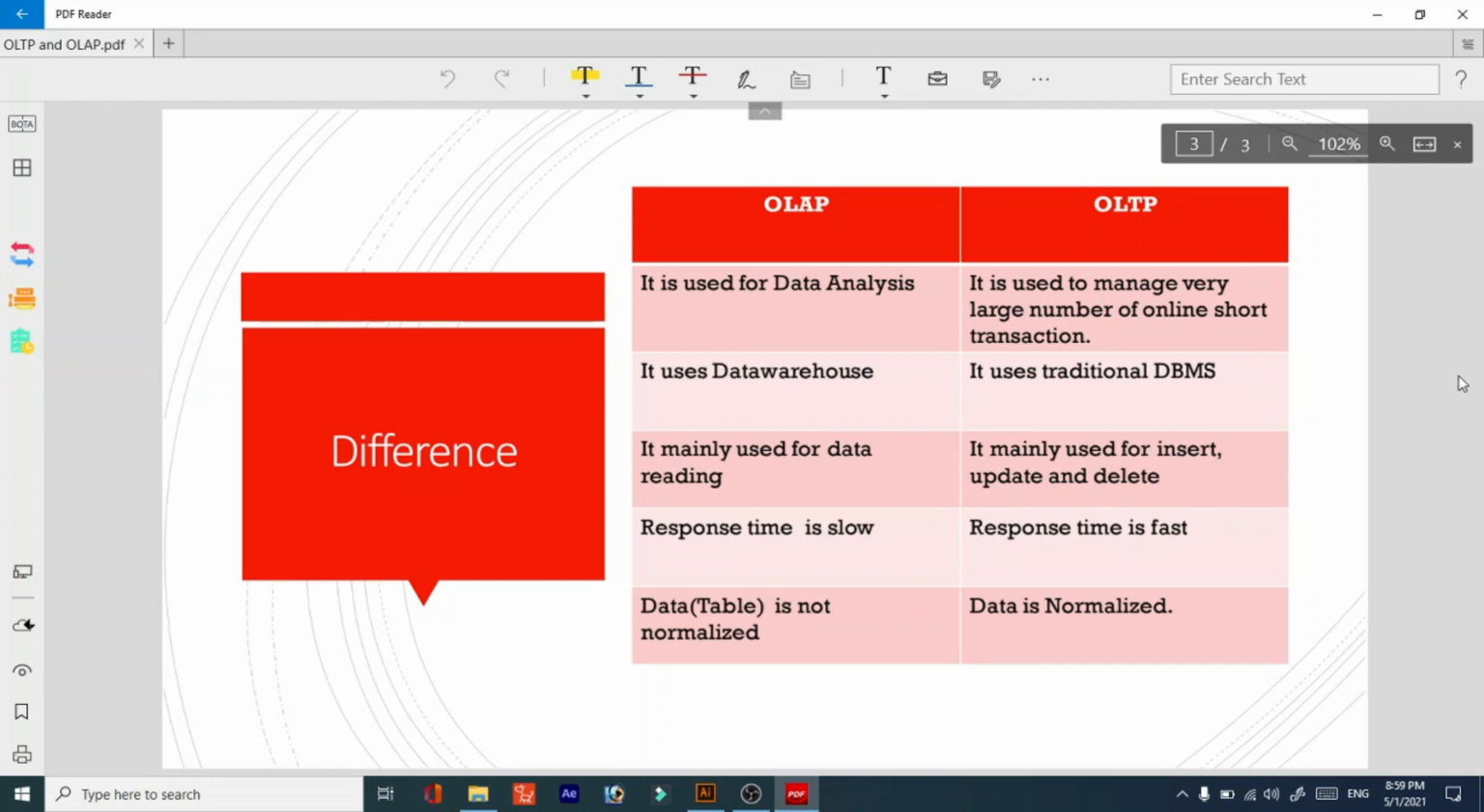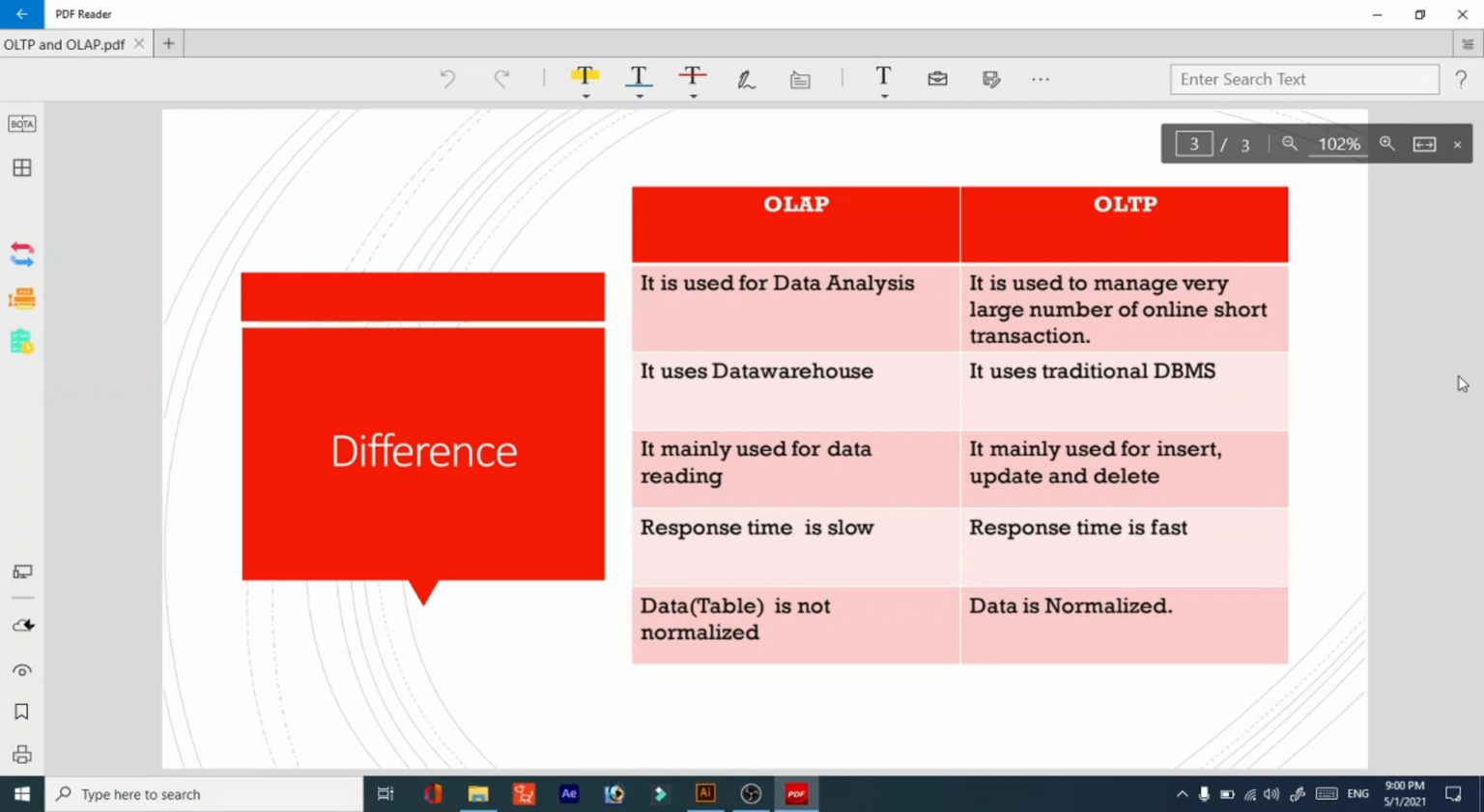Data is not normalized in OLAP. I will come to normalization and denormalization in my upcoming videos. But generally, there is a concept of normalizing data, where to make data proper, we use normalization techniques. Like I'll give you an example: if there is your personal data, your name is in one table, and your address might be multiple addresses, might be an office address and a home address.